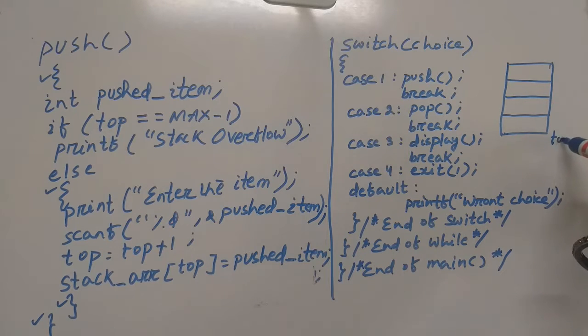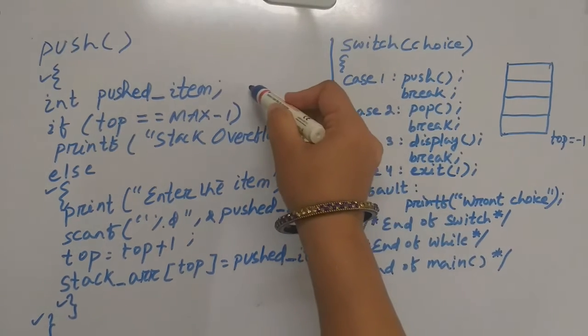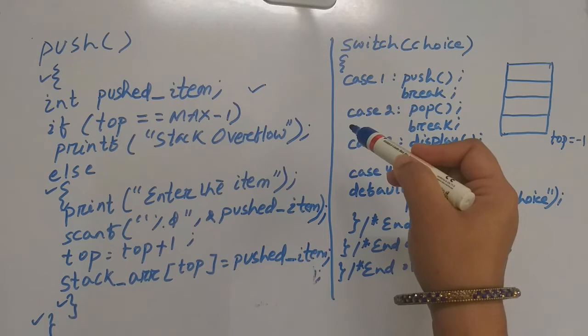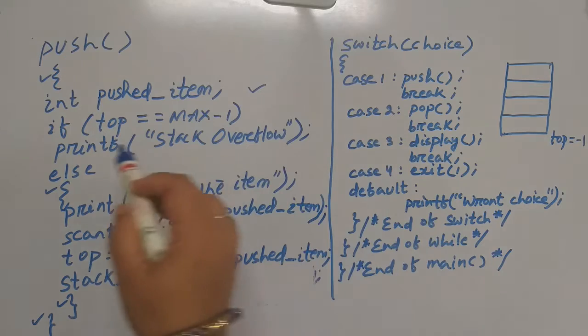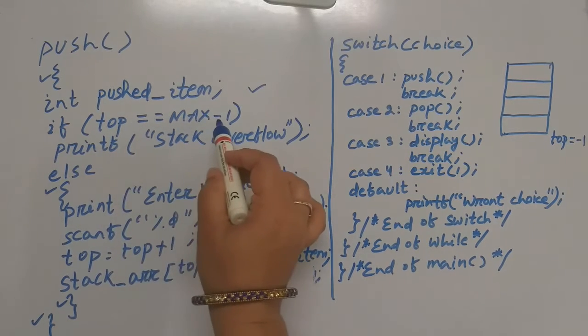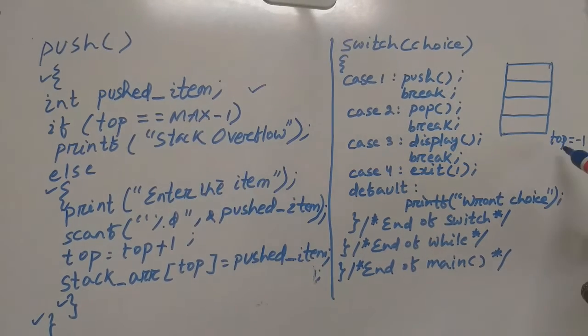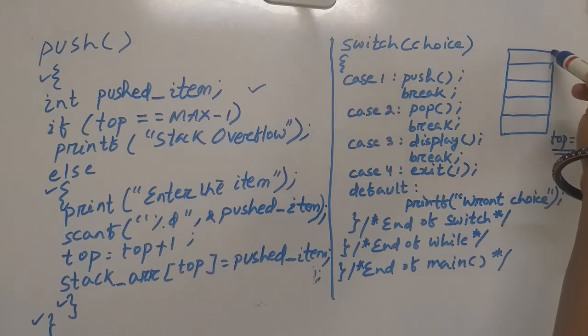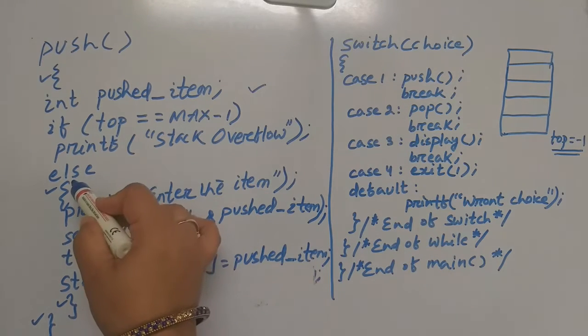Okay, so previously in that program you write down top is equal to -1. First define these things: integer pushed item, so one item is taken here and we push that item. How do we push it? If top is equal to max -1 — the top is here, not equal to max -1. Okay, so because it is not max -1, we go to the else part.